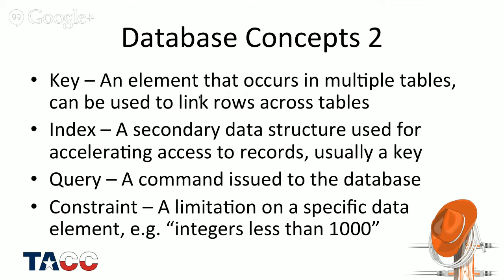An index is often associated with a key because in many cases when you're working in a database and you create a key, you're also creating an index, or vice versa. But basically it's a secondary data structure that's used for accelerating access to records. This is a really important concept in relational databases. If you have something that you know you're always going to be searching for, like a user ID, you can create an index on it, and essentially it tells the database to create another data structure that makes it easier for me to find these really quickly.